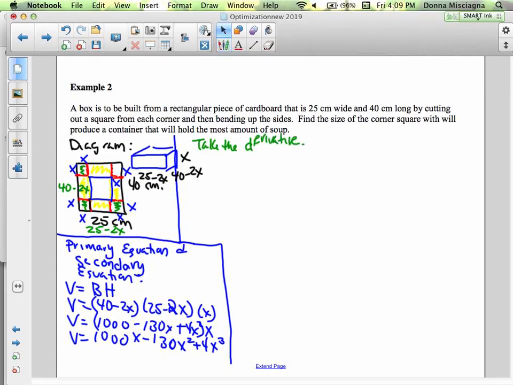All right, so step 1, actually our step 3. Step 1 was our diagram. Step 2, we did the primary and the secondary equations together. Sometimes your diagram will lead you to doing that, right? And then I want to take the derivative.